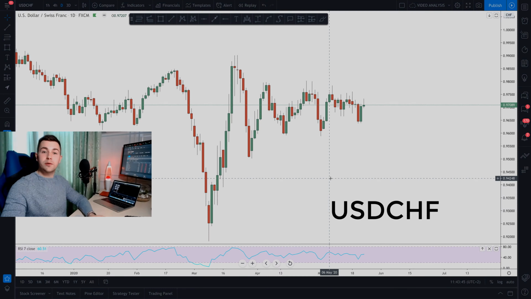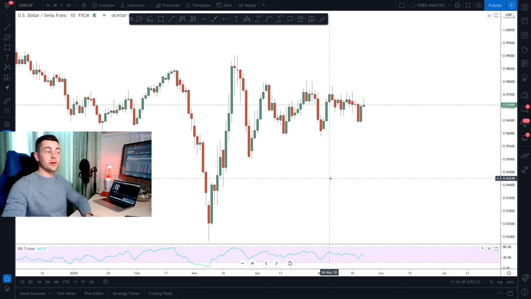So we're gonna start our analysis with the dollar Swiss chart. As always, our analysis starts from the daily time frame, and on the daily time frame we are trying to get what's happening with the market right now, what's happening with the pair right now. What is very interesting right here is the price action.